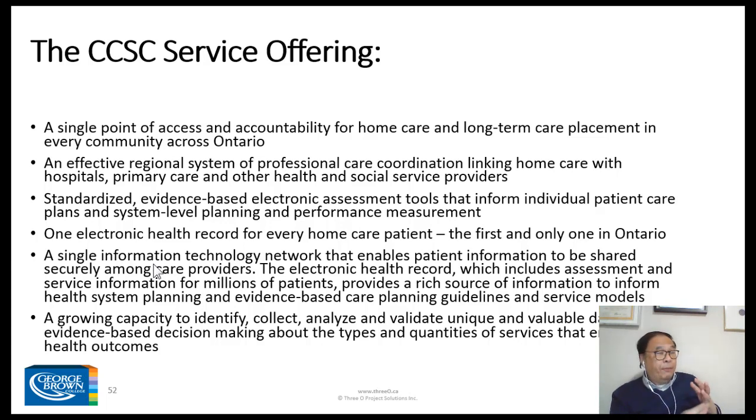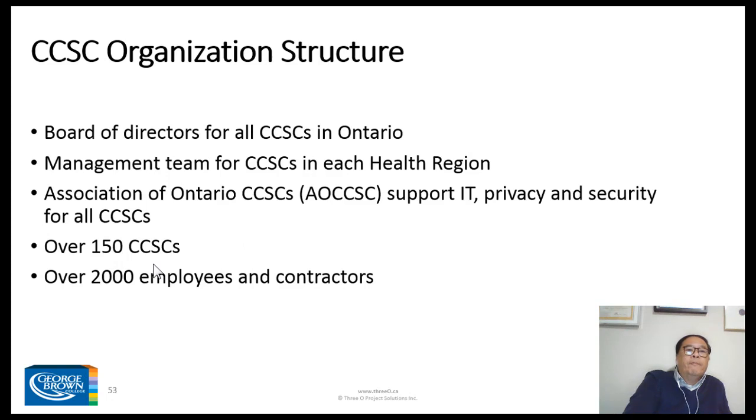They do collect personal health information, which is sensitive information. They do communicate about it among their stakeholders. The stakeholders could be physicians, hospitals, nurses, social workers, and so on. The structure of these organizations is that there's a board of directors for all of the CCSCs, and they have a management team in each health region. There's also an organization called the Association of Ontario CCSCs, supporting IT, privacy, and security for all CCSCs.